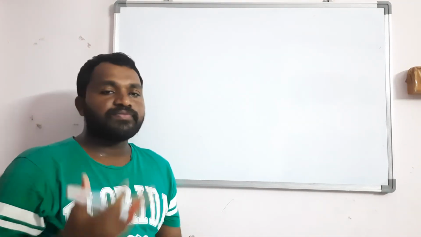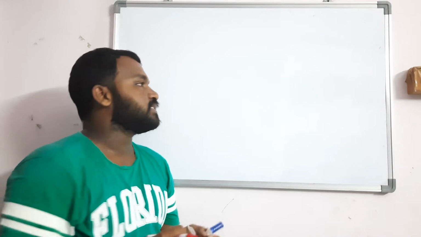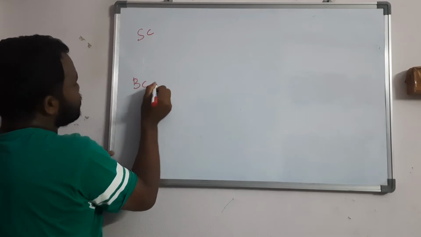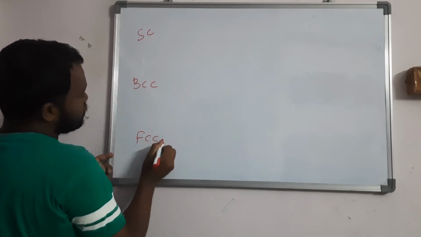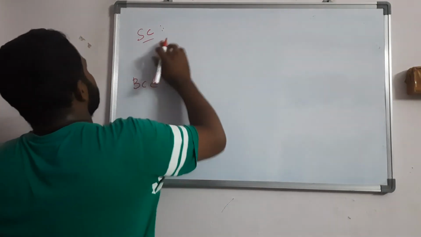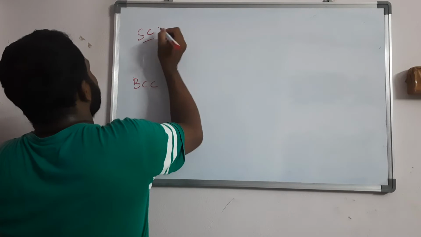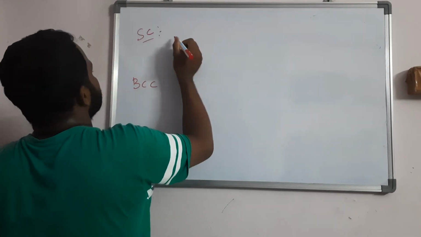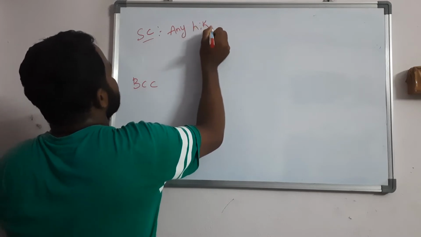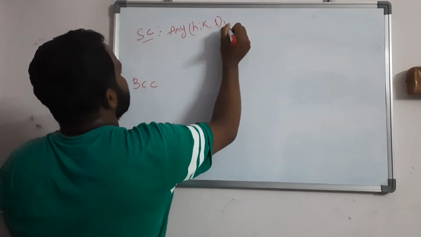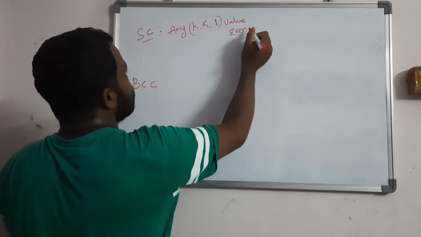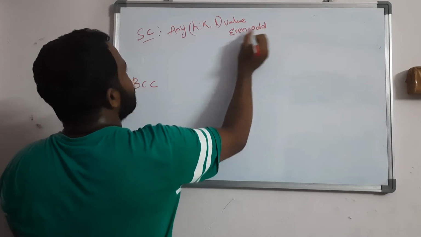Next I am going to discuss what the allowed planes are for the simple cube, BCC and FCC. So for example, simple cube, BCC, FCC I will take. For simple cube, any possible hkl value you can take. That means even numbers or odd numbers, both even and odd combinations are possible.